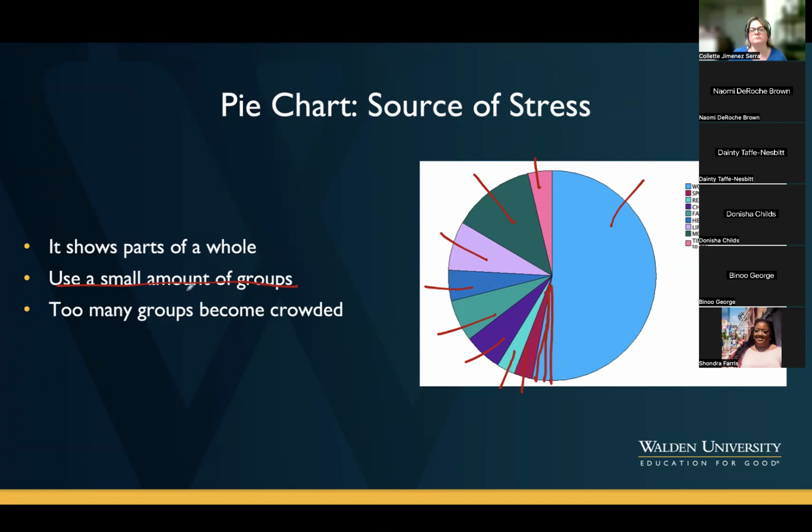So what is a small amount of groups? I don't know. I couldn't tell you a number, but you use your judgment. You look at it. If it looks like it's too crazy and you can't really make sense of the pie chart, then you probably have used a variable with too many groups. And perhaps another visual display is appropriate. Okay?